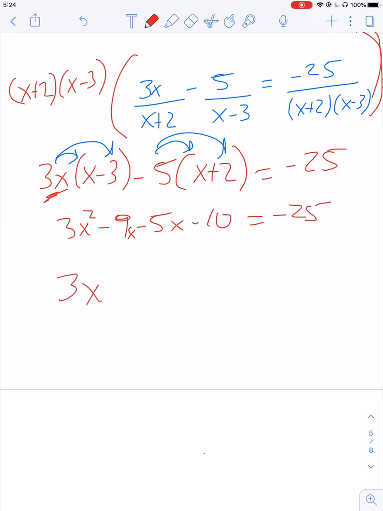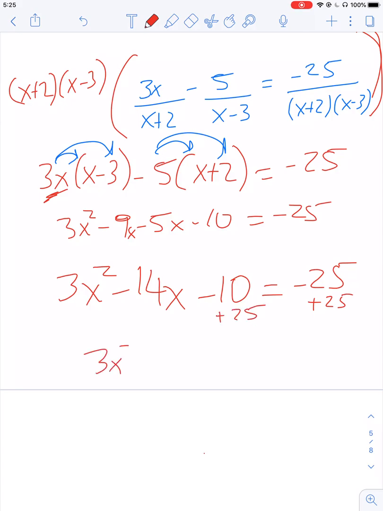Okay, so this is 3x squared minus 9 minus 5, so that's minus 14x. Then you have minus 10 is equal to minus 25. So 9, 14, yeah, that looks about right to me. And then you remove the 25, remove the 25, then you get 3x squared minus 14x plus 15 is equal to 0.